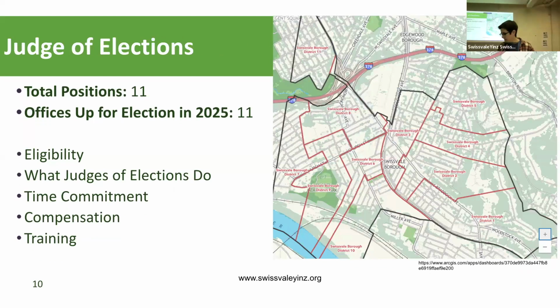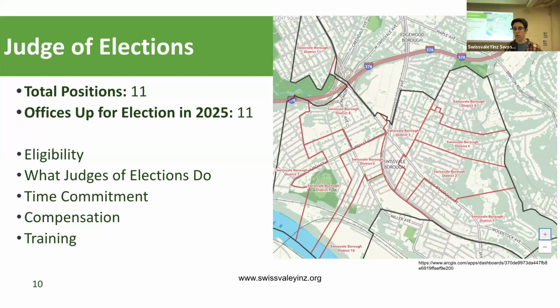All right, judges of elections. So there are 11 total judges of elections in Swissvale, and that's one per district. And these are not staggered. So they do 4-year terms. So every 4 years, we elect 11 judges of elections. You have to be a registered voter in your district, and you have to be at least 18 years old.